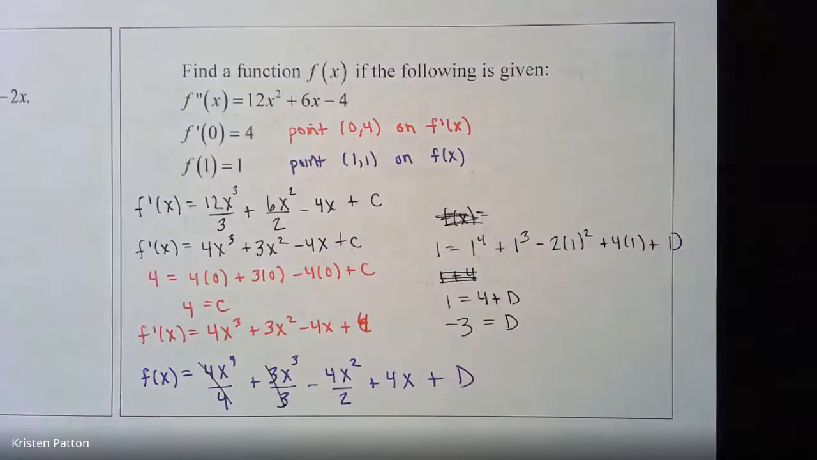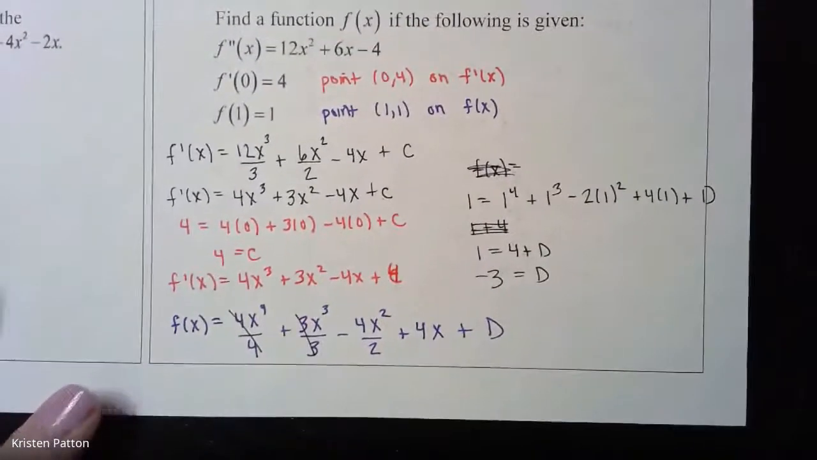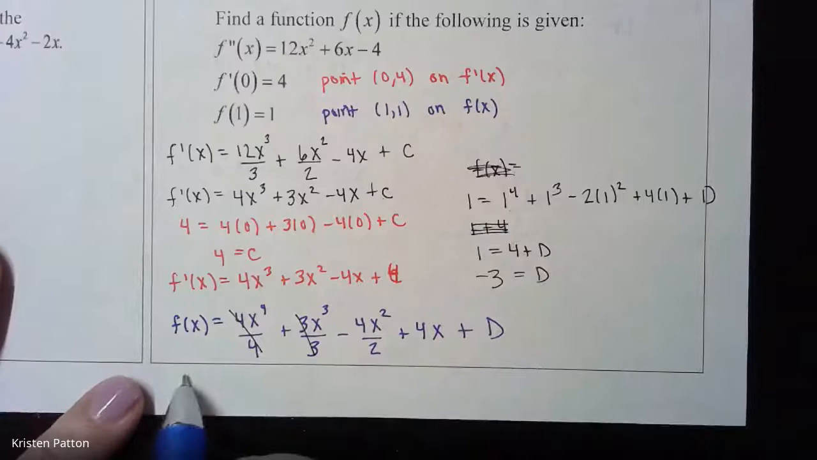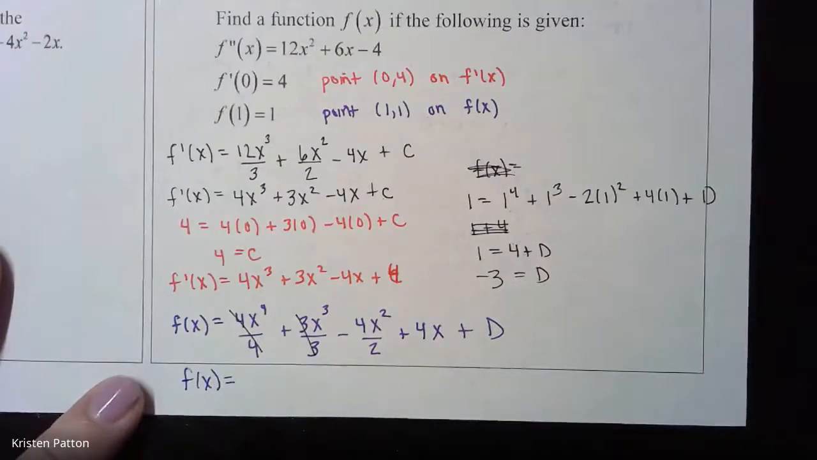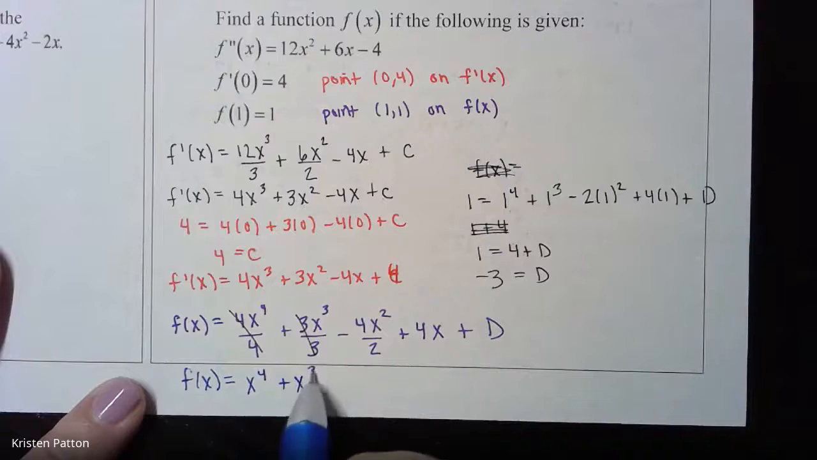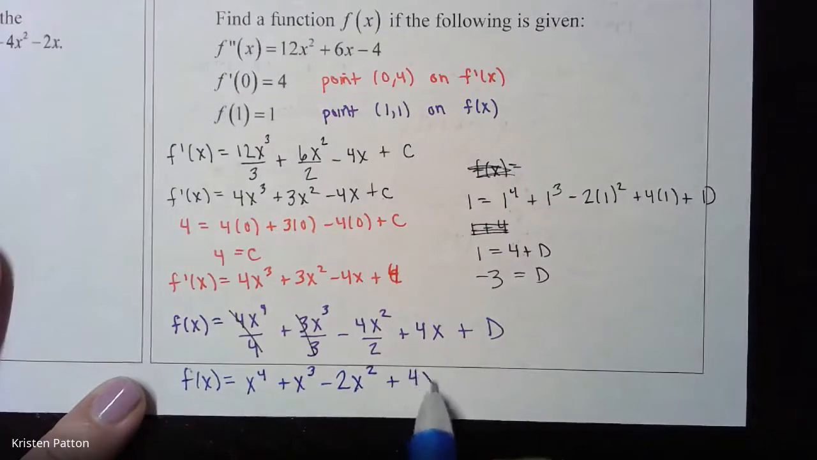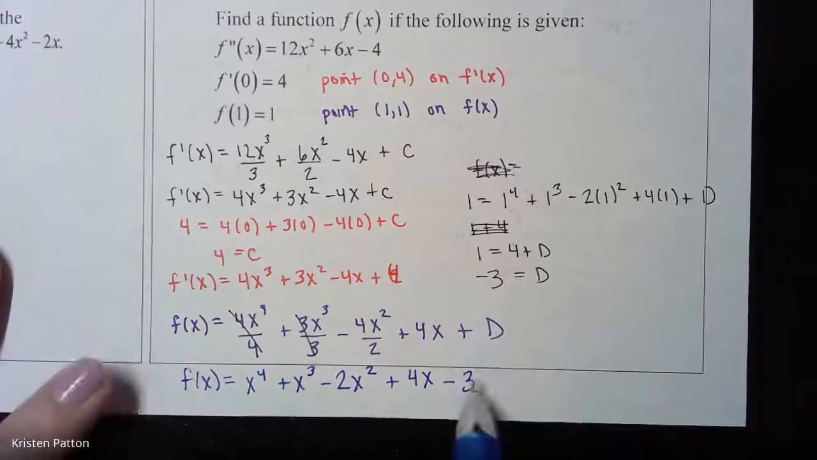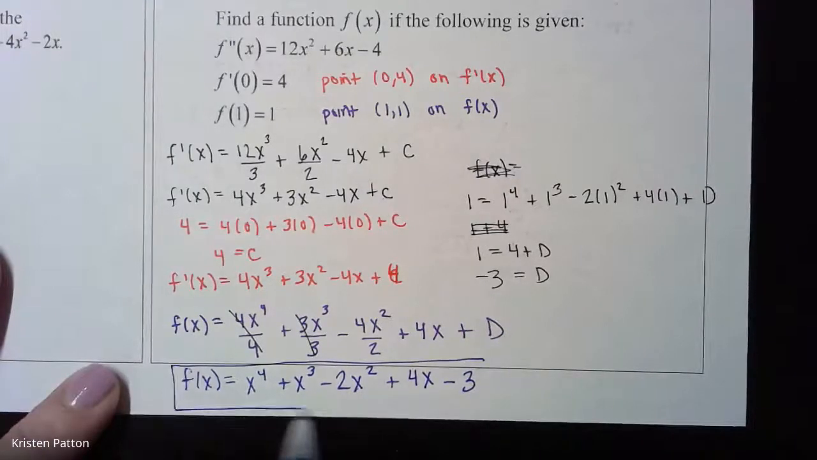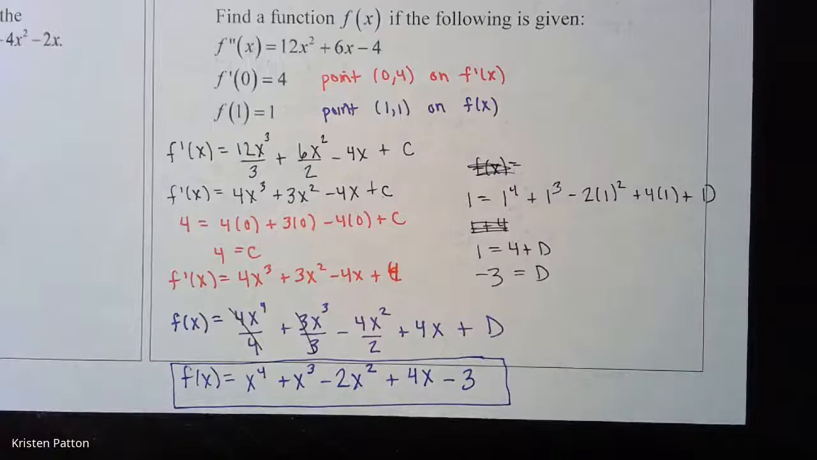I mean, at this point, we're just doing some arithmetic. So that's not my answer. My final answer is f of x equals x to the 4th plus x cubed minus 2x squared plus 4x, and then minus 3. Woo!